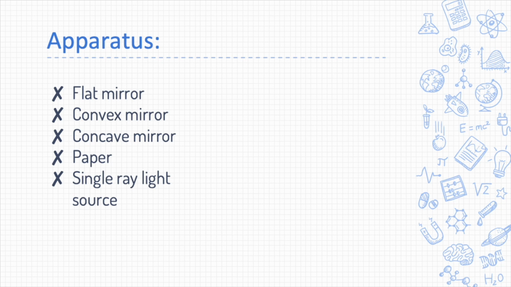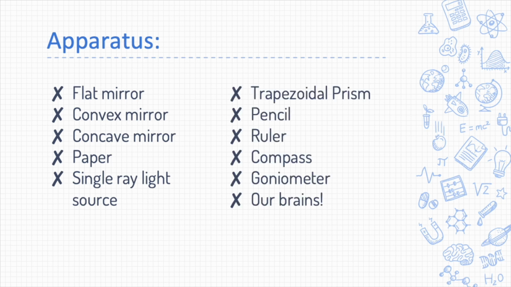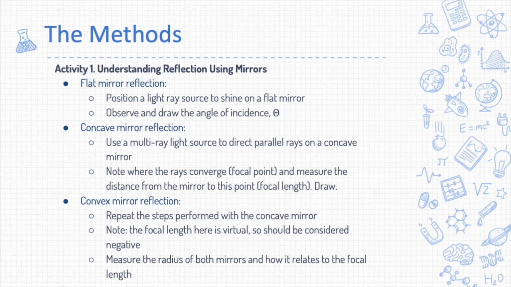These are the apparatuses that we used when conducting our experiment. So in activity 1, we were looking at reflection using mirrors. We used a flat mirror, a concave mirror, and a convex mirror.